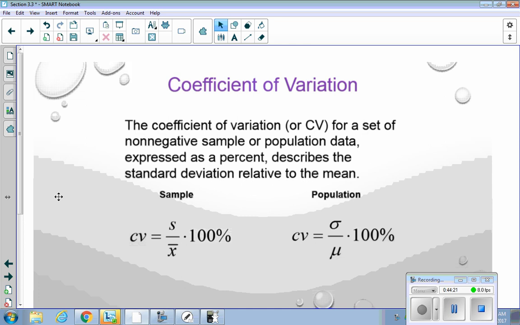We're simply going to take the standard deviation of the sample divided by the mean of the sample times 100, because I want to get it into a percent. For the population, of course, it's sigma divided by mu times 100. Okay? All right. That is all.